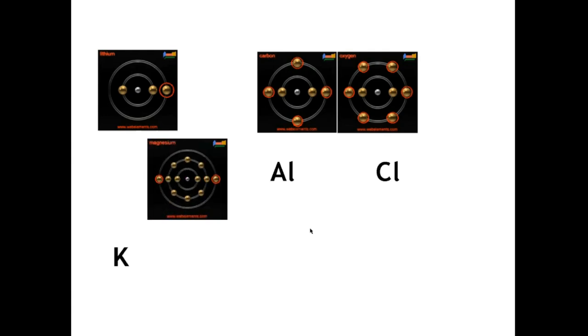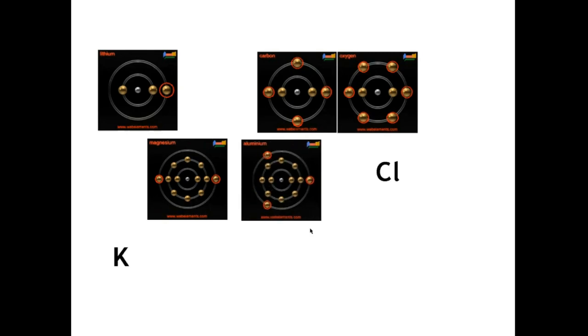If you do magnesium, magnesium is in period 3, of course, so it's going to have 3 electron levels, and I have 2 in the outermost shell, with the rest of them distributed in levels 1 and 2. Aluminum has 3 in the outermost shell of its 3 levels. My chlorine, that was kind of a bear to draw if you want to draw the whole thing, actually has 7 electrons in its outermost shell. And we're going to do one more.